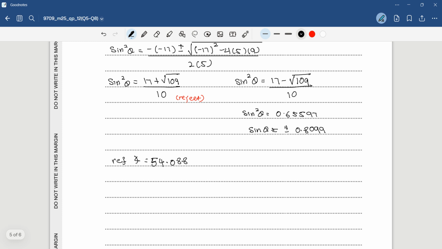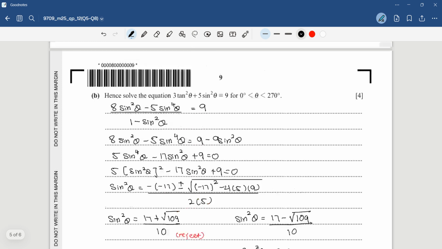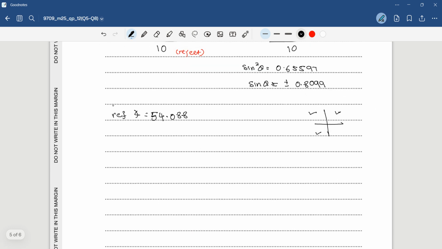54.088. And since sine is positive and negative, it's going to be first quadrant, second quadrant, third quadrant. Why? Because here they only gave from 0 to 270, so it's only the first 3 quadrants. Therefore your theta is going to be 54.1 degree. Your second quadrant will be 125.9 degree, and the third quadrant will be 234.1 degree. Okay, so first 3 quadrants only.